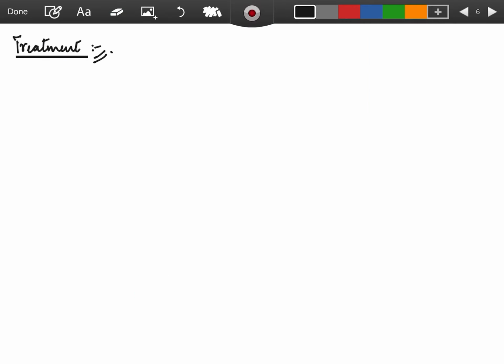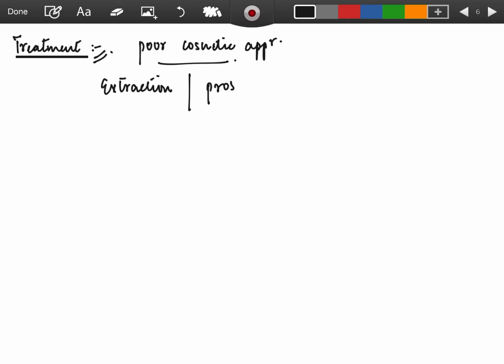So what is the treatment of regional odontodysplasia or ghost teeth? As we know they appear very unaesthetic, so we have to go for extraction, or go for a prosthetic appliance after extraction.